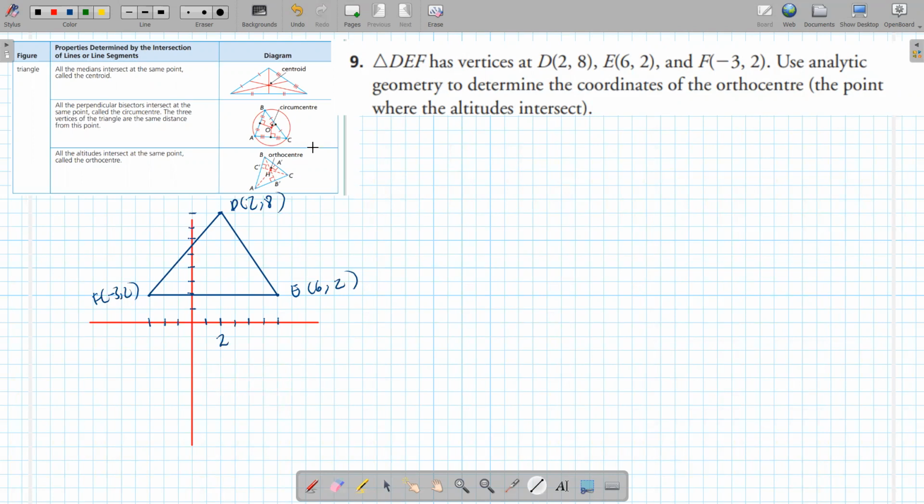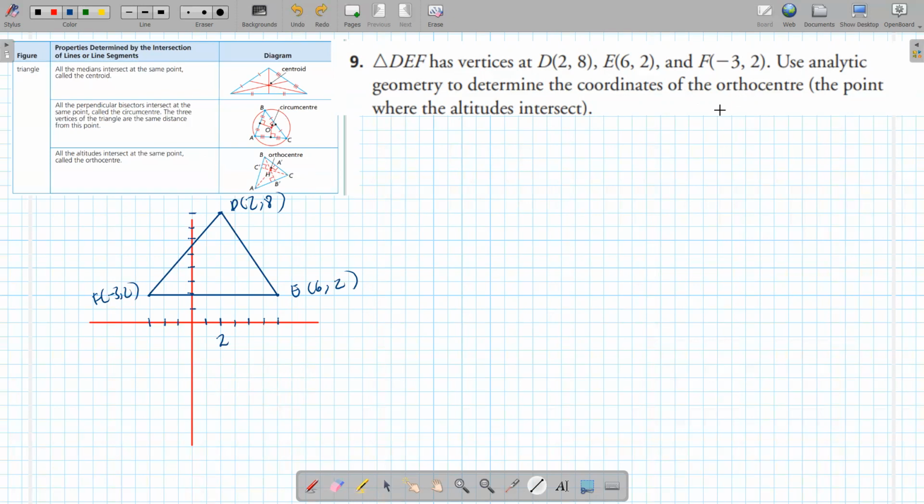Now, there are 3 different things. Where medians intersect, that's called the centroid. Where 3 perpendicular bisectors intersect, that's called the circumcentre. And where 3 altitudes intersect, it's called the orthocentre. This is something you're going to have to know because they're not going to give this to you on your tests. So this is something you need to memorize. It's not too difficult once you're used to the words.